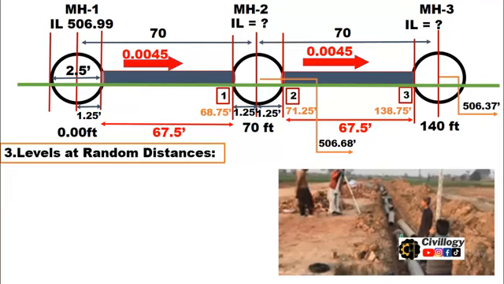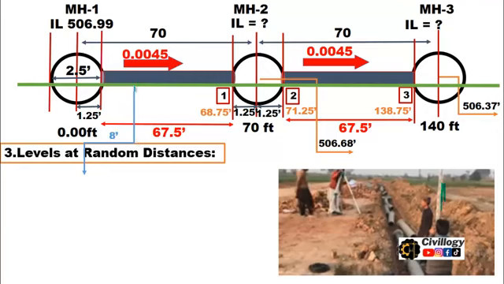Okay, because you cannot read the levels beneath the pipes or inside the pipes, you will have to place the staff rod on top of the pipes. So let me tell you how you can find the levels at random distances. Let's suppose we have to find the invert level of this pipe at 8 feet.